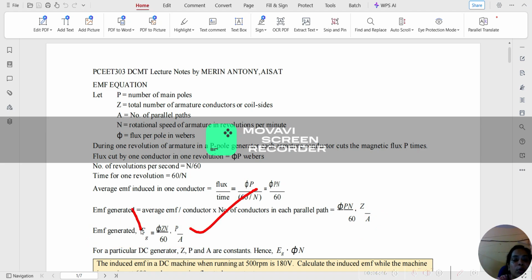This is a very important equation, and this derivation will be asked in the exam. Thank you.